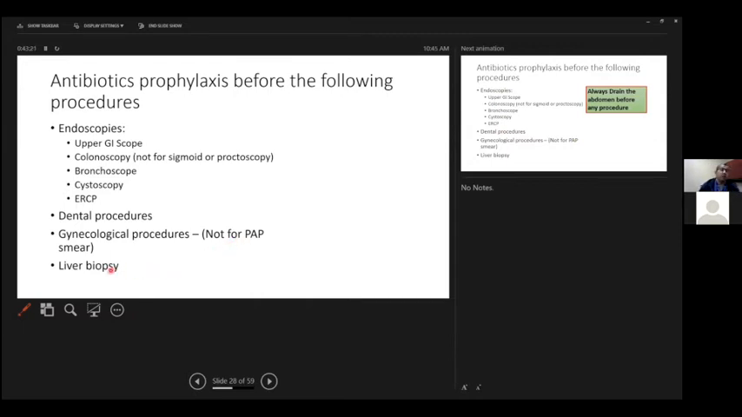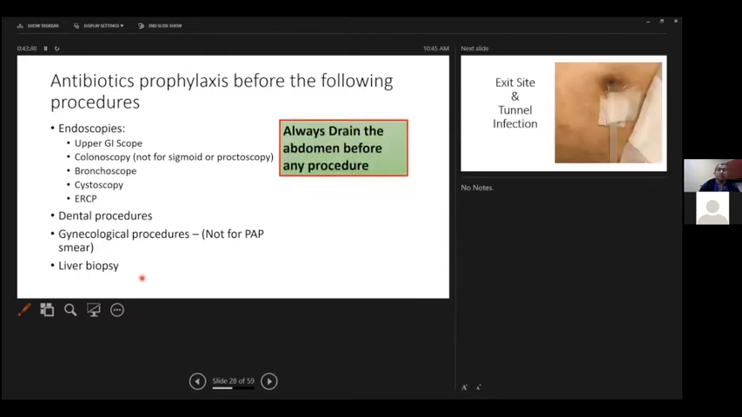Liver biopsy, obviously, because you are going to breach the peritoneum and put a needle inside for the biopsy, so there's a source of infection. You also want to cover gram positives. I haven't put the medications here, but it depends on what procedure it is, and then you give the prophylaxis accordingly. And never forget, drain the abdomen before any procedure, okay? Because if something goes wrong and you have to do CPR, at least the belly doesn't have any fluid.